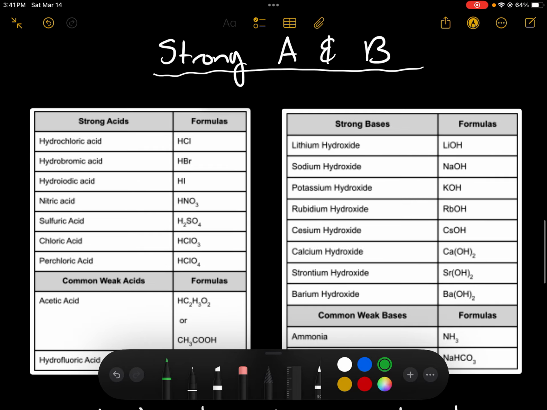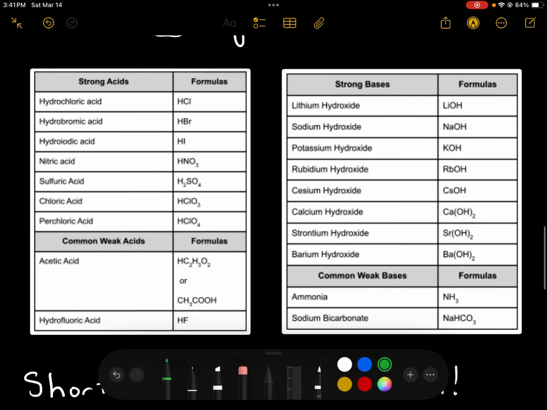In terms of which compounds are strong acids, which compounds are strong bases, there are these tables that you have seen before. So we have hydrochloric acid, hydrobromic acid, hydroiodic acid, nitric acid, sulfuric acid, chloric acid, and perchloric acid on our list of strong acids. Over on the right, we have our list of strong bases: lithium hydroxide, sodium hydroxide, potassium hydroxide, rubidium, cesium, calcium, strontium, and barium hydroxide. On the bottom are a couple of commonly known weak acids and weak bases as well.